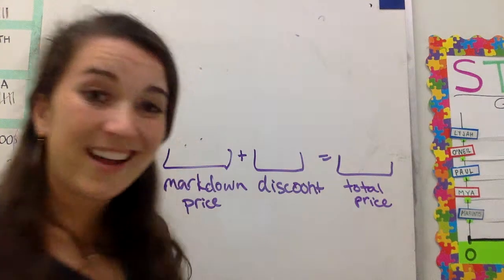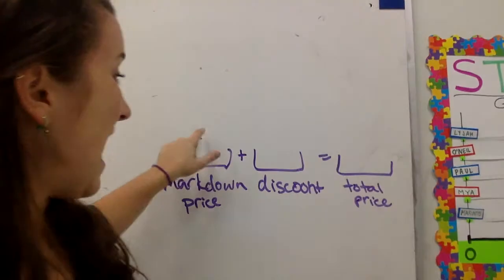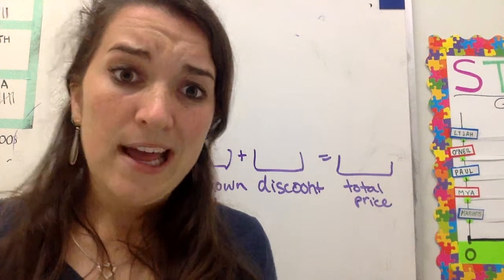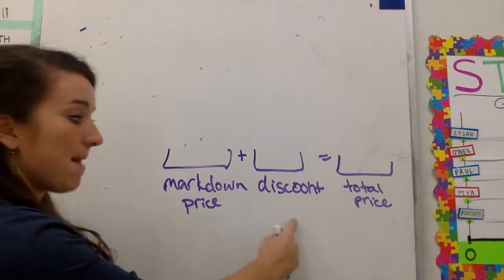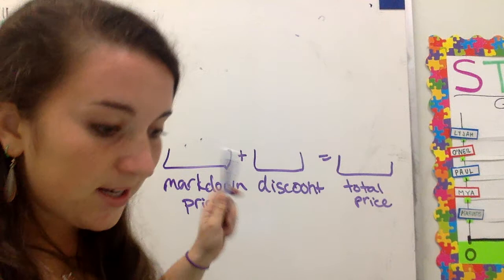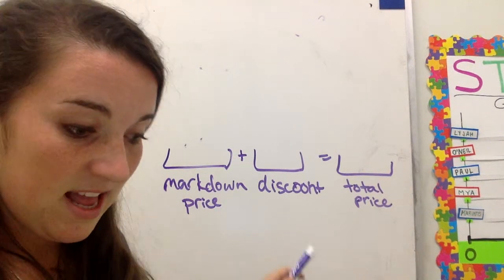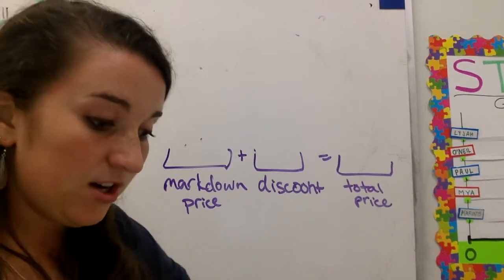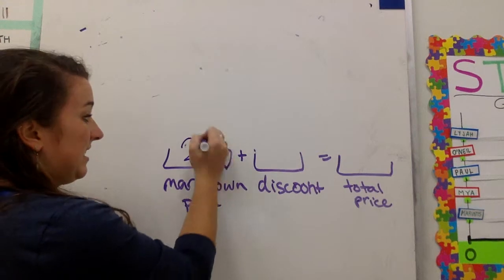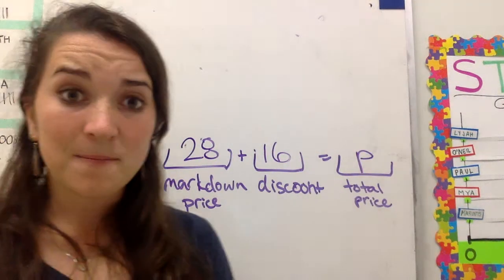Because if I had a shirt that I bought for $10, but it was marked down by $5, if I add the markdown price plus the discount, that will get me to what it normally is, right? And this is the same as saying the total price minus the discount equals the markdown price. So now I know the markdown price was $28 and the discount was $16. So I'm going to look at the equations and I see A is exactly that. 28 plus 16 equals P.